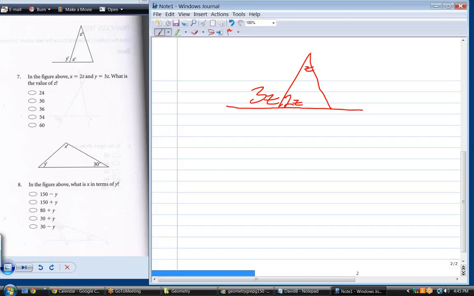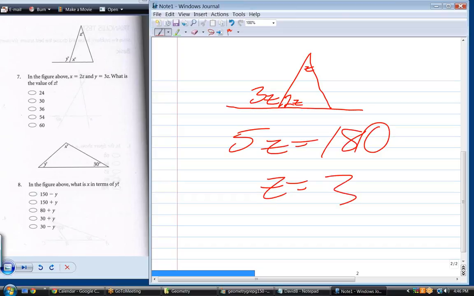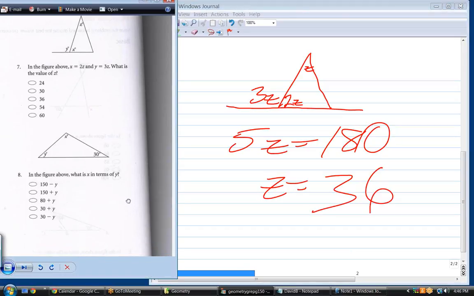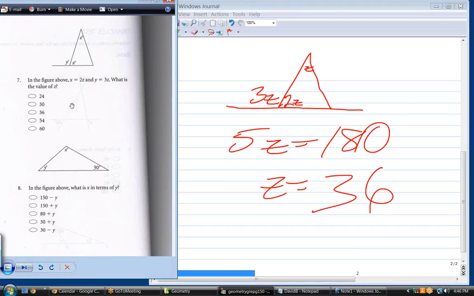What equation can I write now? 5z equals 180. Good. Z equals 36. And this is more typical of geometry stuff, is where you end up having to do algebra. Algebra is as much a part of geometry as geometry is. Okay?